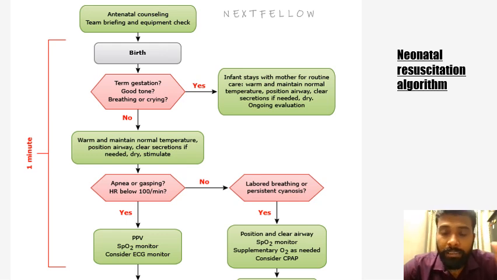In significant hypoxia, a decrease in heart rate is the first physiological change that will happen. Suppose the heart rate is more than 100 with labored respiration and cyanosis, oxygen supplementation via an oxygen hood or a CPAP delivery machine will be necessary. And if the heart rate is less than 100 with the baby not breathing, you have to initiate positive pressure ventilation via bag and mask or via ET tube and intubation.